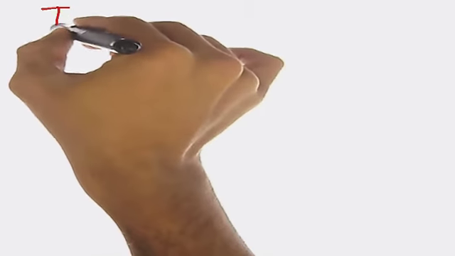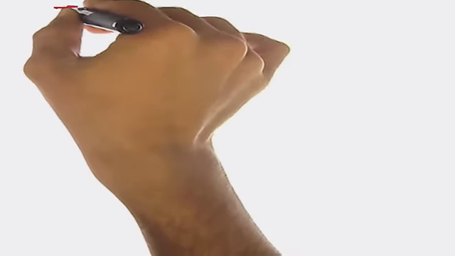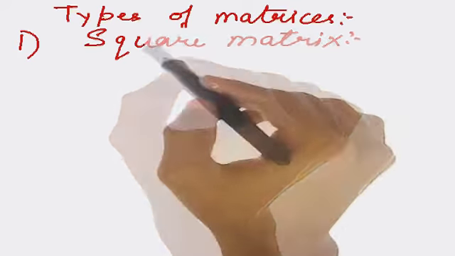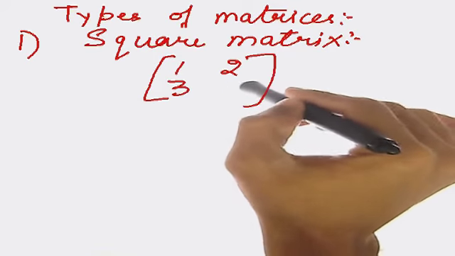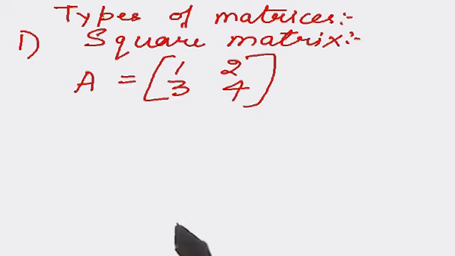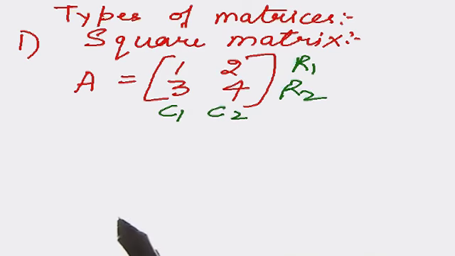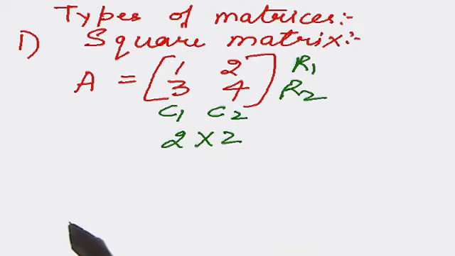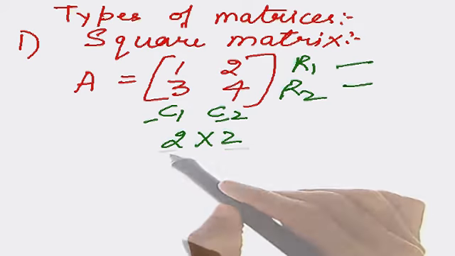Now we'll talk about the different types of matrices. We'll discuss them one by one. First is a square matrix. In a square matrix, the number of rows is equal to the number of columns, as in this case, matrix A has 2 rows, R1 and R2, and 2 columns. So in this matrix, the order is 2 by 2. So what a square matrix basically is: a square matrix is a matrix in which the number of rows and the number of columns are equal.